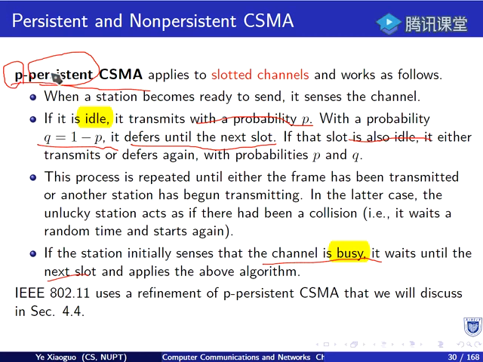P-persistence or non-persistence, I think, are design arguments of the CSMA protocol. How do we design a program or a statement to execute with a probability P? We can generate a random number between 0 and 1, right?